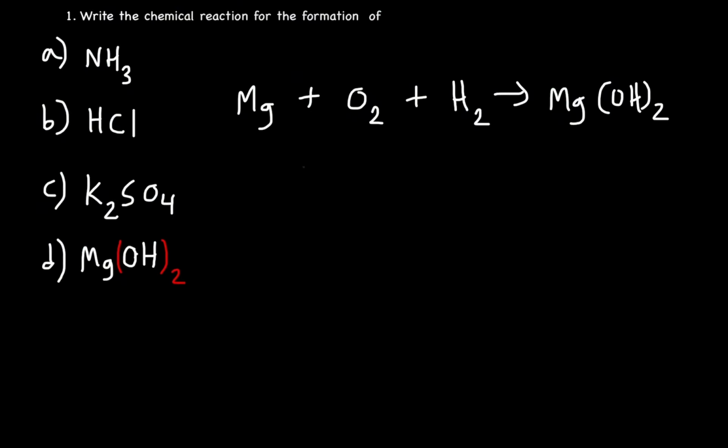So let's just balance. On the right side, there's 1 magnesium here, and there's also 1 magnesium on the other side. So this is already balanced. And now for oxygen, there's 2 oxygen, but there's 1 mole of it. And for hydrogen, there's 2 on this side, and there's also 2 on the other side. So this is already balanced. And that's the chemical reaction if you want to make exactly 1 mole of magnesium hydroxide.